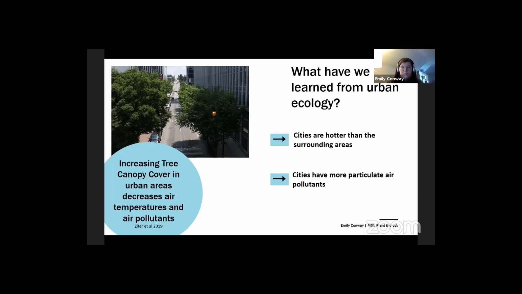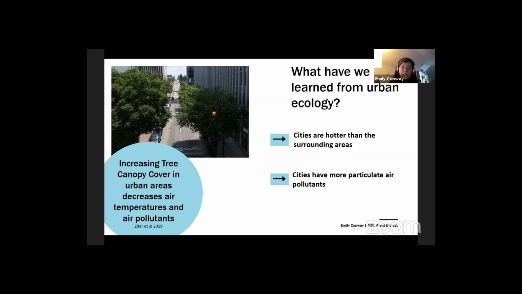it back. We also know that cities have a lot more air pollutants, in particular the particulate air pollutants, so really small particles in the air that can particularly be stressful to people with asthma. This comes from a lot of industry, a lot of cars contributing to air pollution. But what we've learned is that if we increase the amount of trees, if we increase the tree canopy cover in urban areas, we can actually reduce the air temperature. We can also reduce air pollutants, and that is happening in a few different ways.